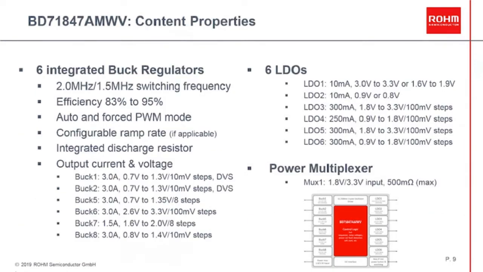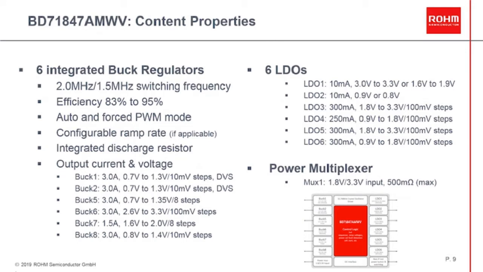Okay, what's the power supply content? 6 high-efficient, high-frequency switching buck regulators, 5 at 2 MHz and 1 at 1.5 MHz, with automatic or fixed mode are integrated to achieve best performance. 5 out of the 6 bucks can provide up to 3 amp output current at output voltages between 0.7 volt and 3.3 volt. There are 6 LDOs.